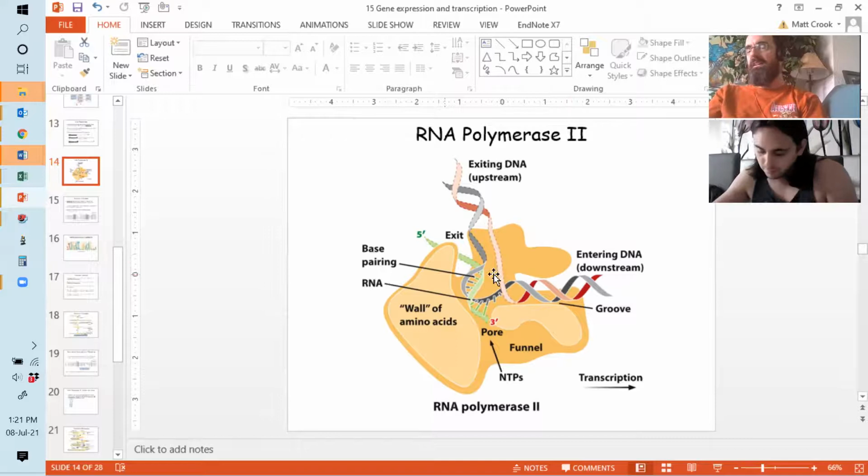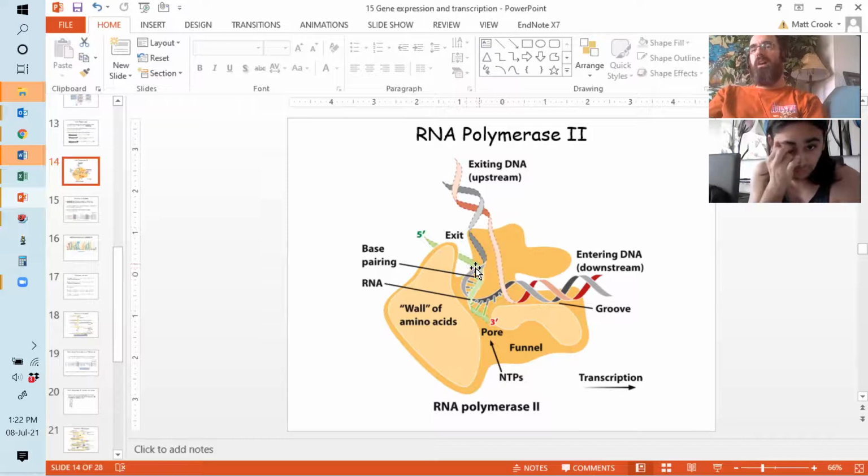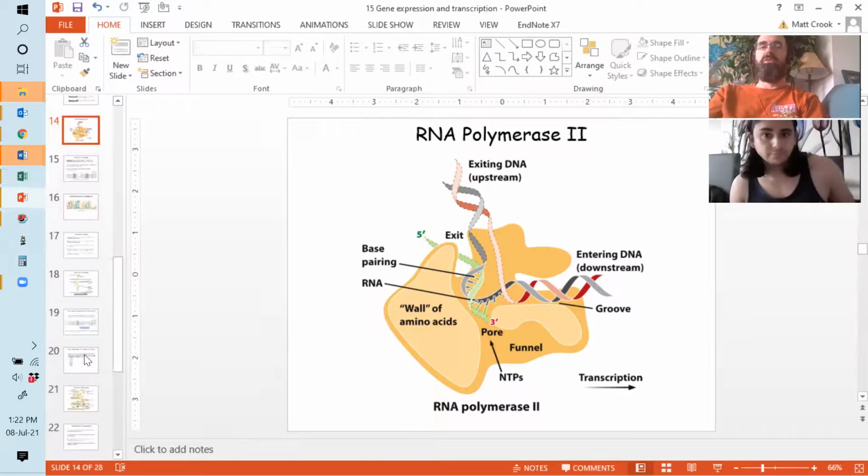Right, so you can kind of see there's actually not a lot of space in there, right? It's a very specific kind of three-dimensional shape. And the formation of that RNA structure inside there is going to push other things out. And that's how intrinsic termination works.